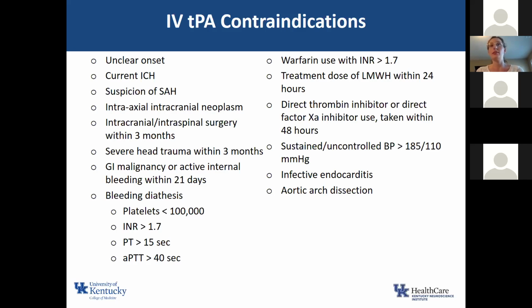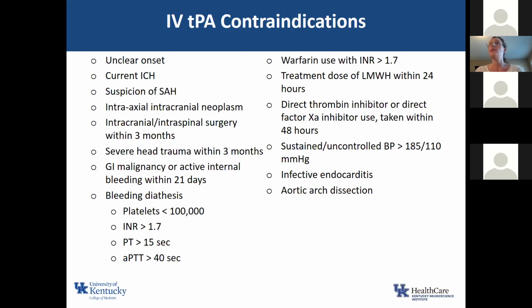And then any type of bleeding diathesis: platelet count less than 100, INR greater than 1.7, or prolonged PT and APTT. So it's important to recognize here that even patients who are on warfarin, if their INR is less than 1.7, can still get TPA. Same thing for a treatment dose of low molecular weight heparin. If, for example, enoxaparin was given within the last 24 hours, but it was for DVT prophylaxis, then they're fine. It's treatment dose only.